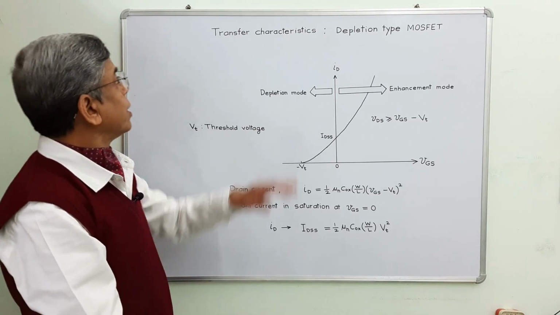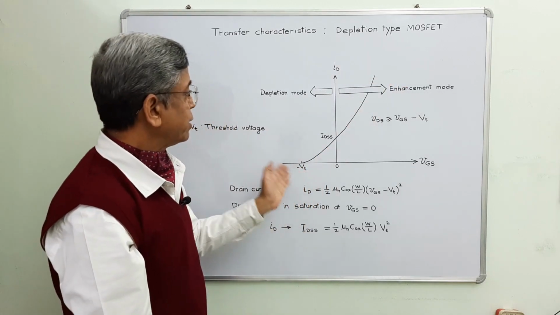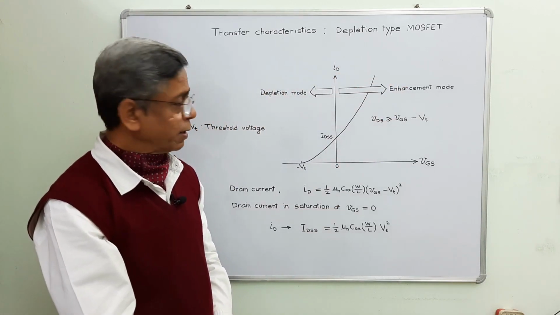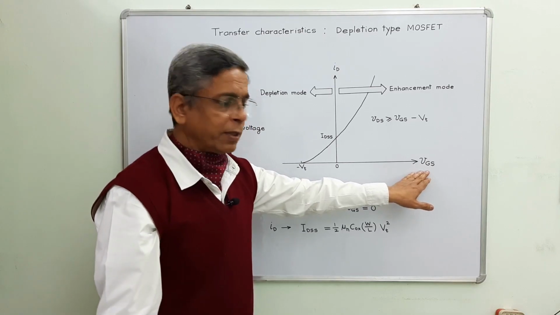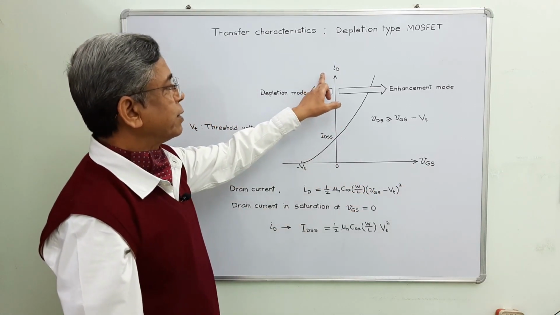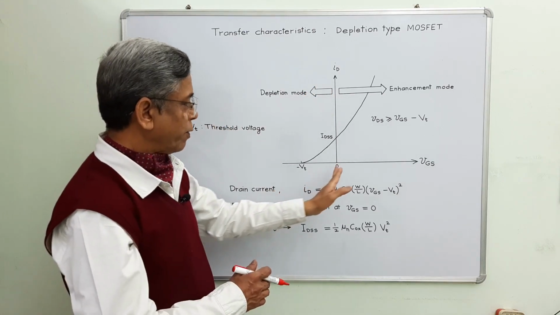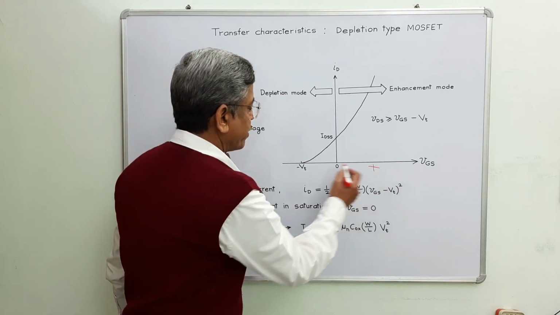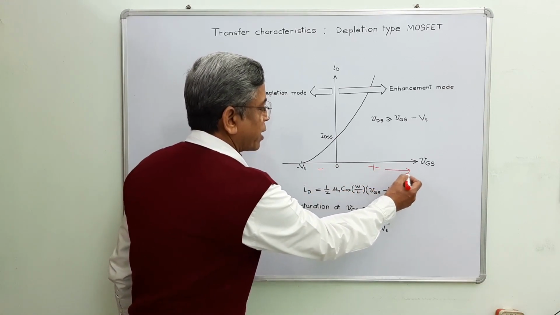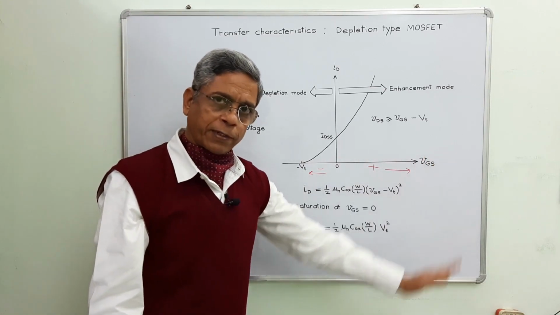Let us have a look at the transfer characteristic for depletion type MOSFET. This is the sketch for transfer characteristics. This is the potential difference across gate and source, and this is the drain current passing through the device. There are two sections. One is for positive gate voltage and one is for negative gate voltage, in this direction and in this direction. Let us consider this section first.